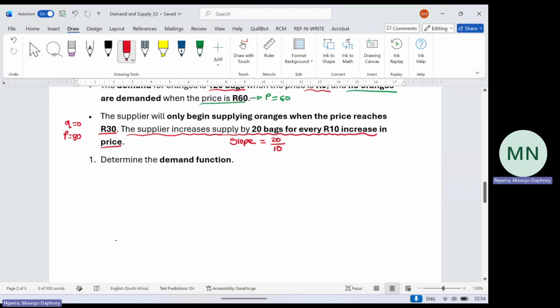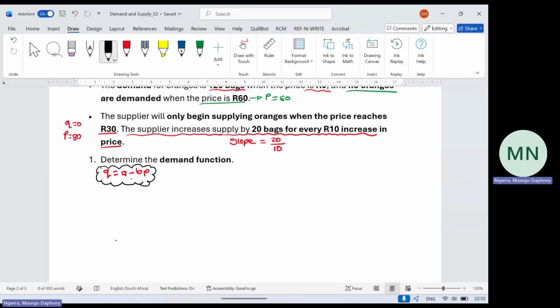Number 1 says determine the demand function. So we all know that the standard form for a demand function is Q is equals to A minus BP. That's the standard form. This is the formula for the linear demand function. And for us to be able to solve for this, you must always look for A and B, because A and B are your constants. That's what we look for.